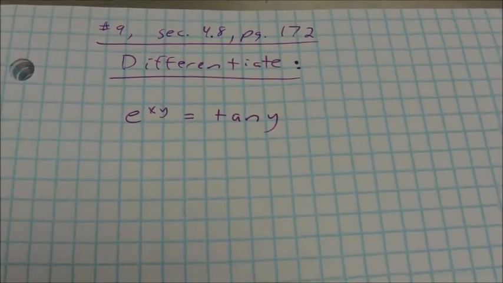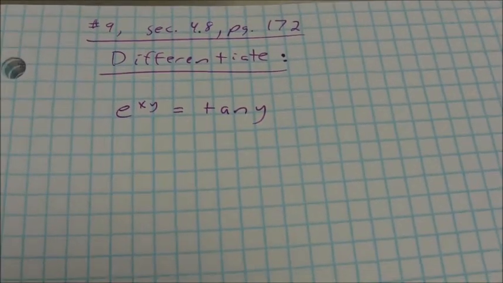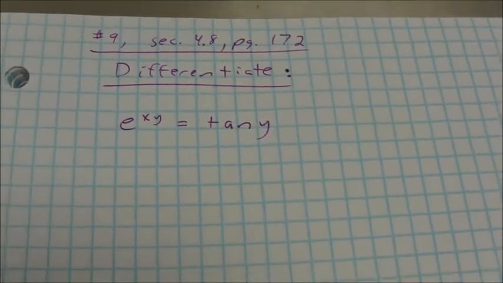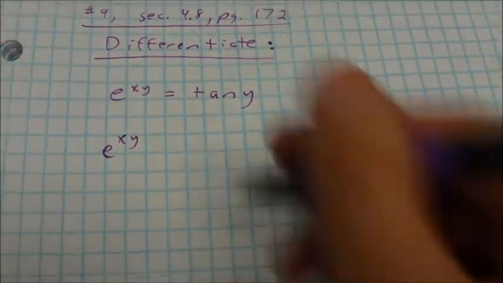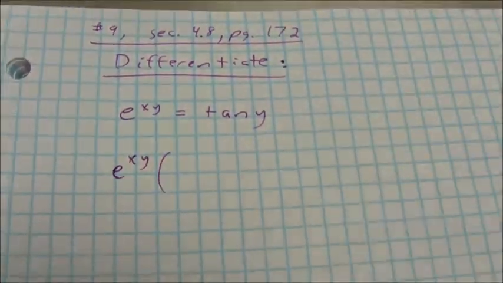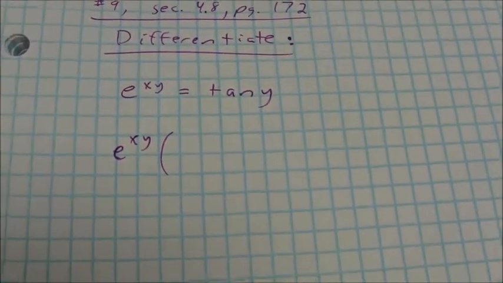The derivative of e to a power is e to that power, except I do have to remember to multiply by the derivative of the inside function. So when I start out, it's still going to be e to the xy, but I have to multiply by the derivative of the inside function. And this is where you have to be careful, because notice that xy is a product.